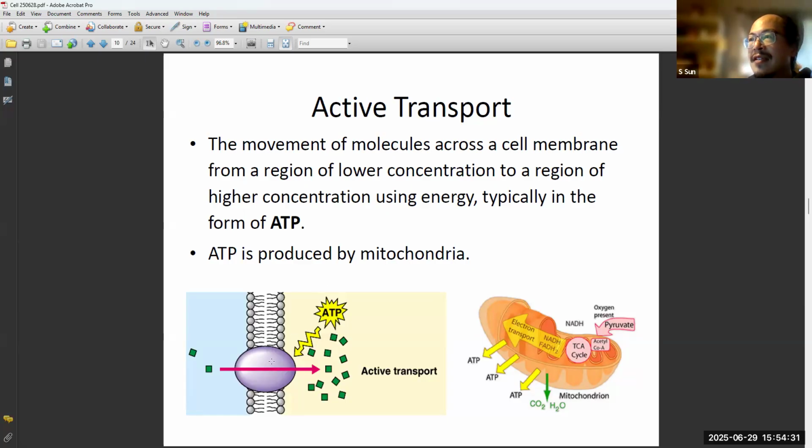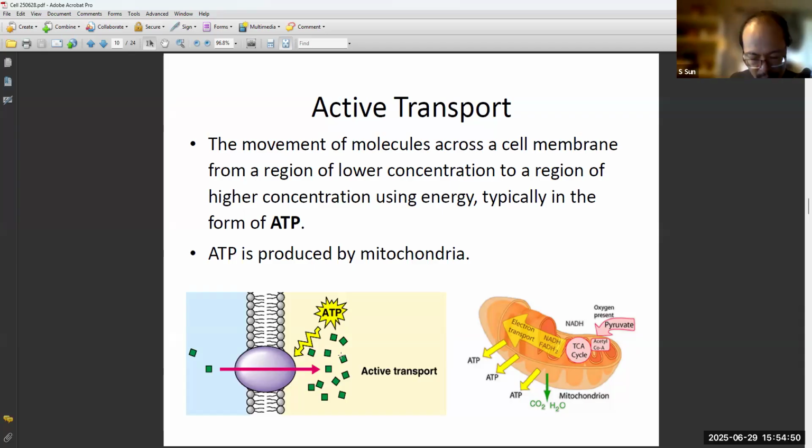And with this pump, this type of molecular movement is called active transport. It will pump the molecule from low concentration to high concentration. So that's that.